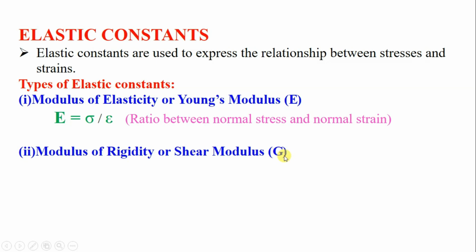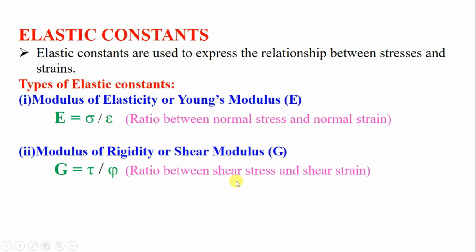Here you have to make a note. In some books it will be denoted as C and N, capital C and capital N. Here I have taken capital G as the notation for modulus of rigidity. So this G is equal to tau by phi. We know what is tau, what is strain. It is the ratio between shear stress and shear strain. So this is the definition for modulus of rigidity.